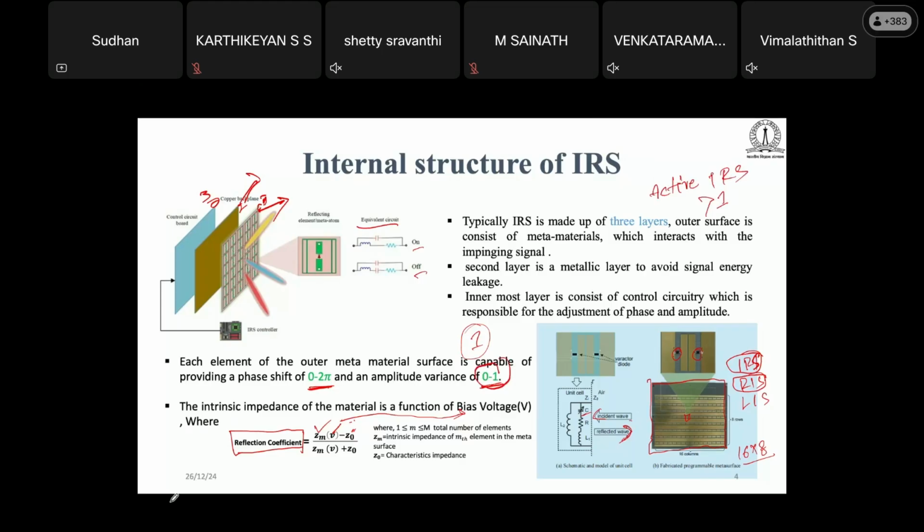The people in the antenna design research community design such kind of internal structure of IRS. But as physical layer or communication people, they utilize this structure and design the transmission protocol: how to increase the data rate, how to increase the diversity gain, and how to provide better bit error rate performance.